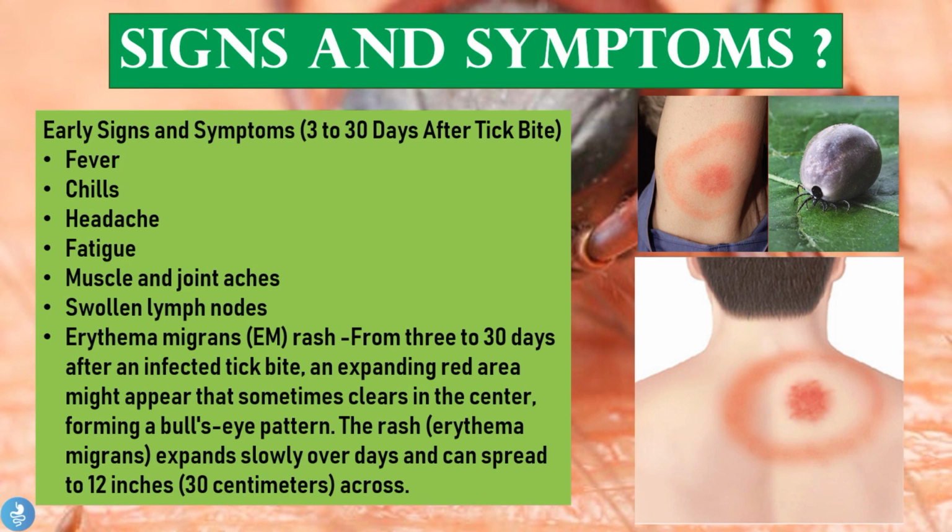Anywhere from 3 to 30 days after an infected tick bite, an expanding red area might appear that sometimes clears in the center, forming a bullseye pattern. This rash, called Erythema migrans, expands slowly over the days and can spread to about 12 inches, which is about 30 centimeters across. So this is what that bullseye rash looks like, and it's given the name Erythema migrans, and usually develops around 3 to 30 days after the initial tick bite.